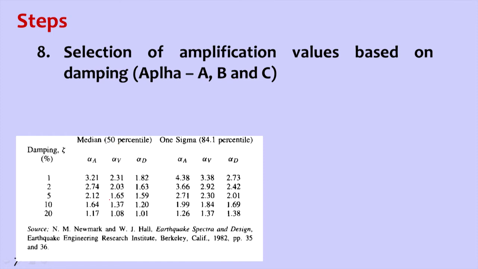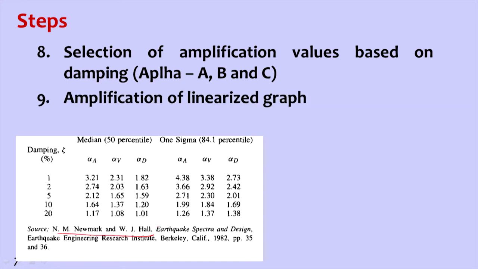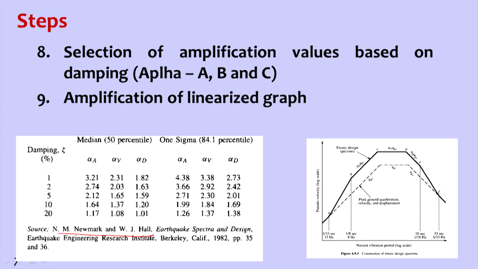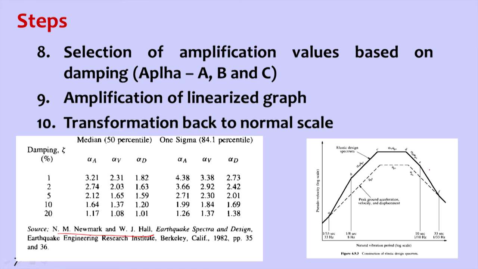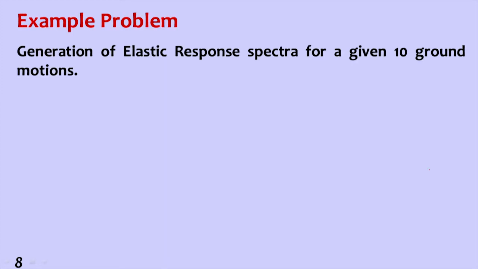So this is mean values, this is mean plus 1 sigma values. These are suggested by Newmark and Hall. So, amplification of the linearized graph: as you can see, this is the linearized graph, the dotted one, and then amplification of that takes place and is transformed back to normal scale. So first we will work on the log scale and then we will convert that into linear scale. Let us develop one using an example problem.